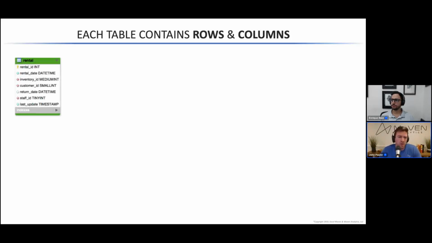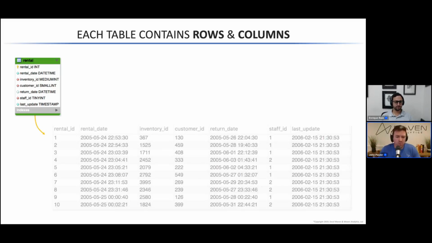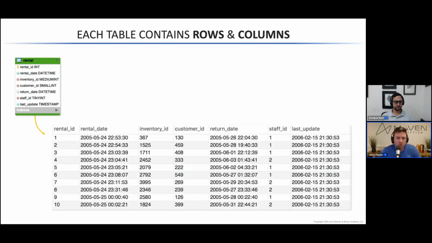So first, here's an example of a table that we might have in the database, the rental table. It's got a number of columns, rental ID, the rental date. Each record in this table represents when something got rented, and it has all of this information about it. Here's another representation of that. And now you can see the actual data that's in this table and what it looks like.